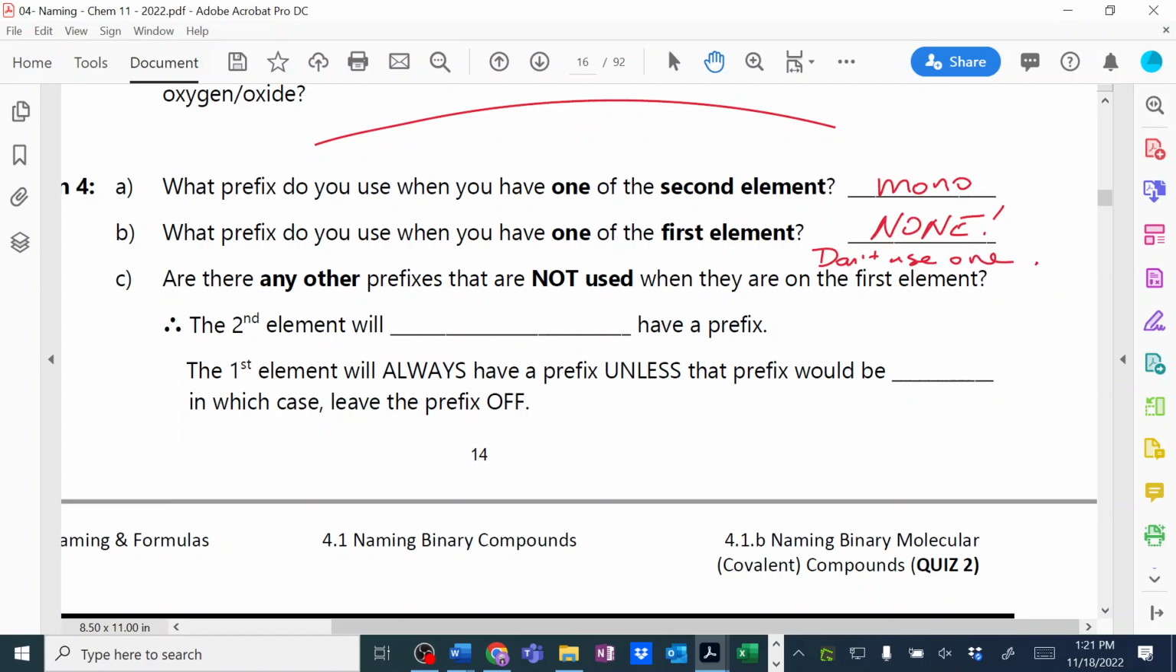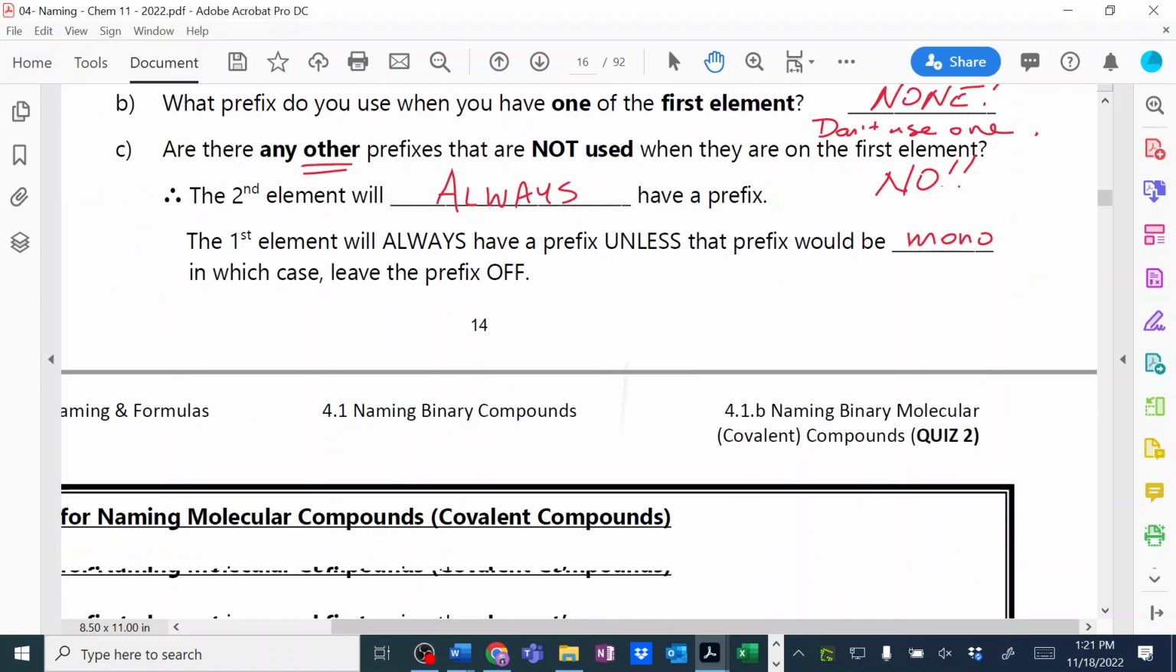Are there any other prefixes that are not used when they're put on the first element? Any others that are not used on the first element? Nope. The second element will always have a prefix. The first element will always have a prefix unless the prefix would be mono, in which case leave it off.